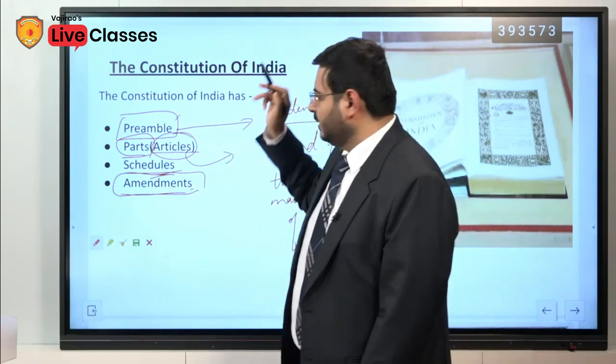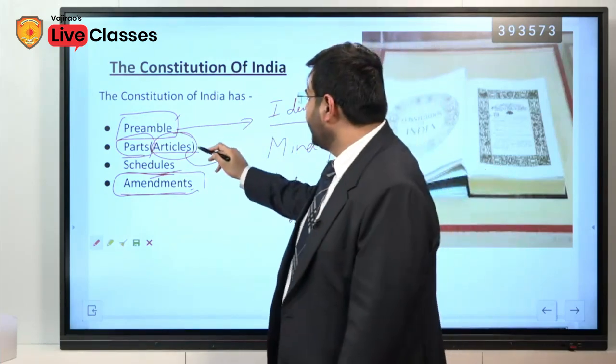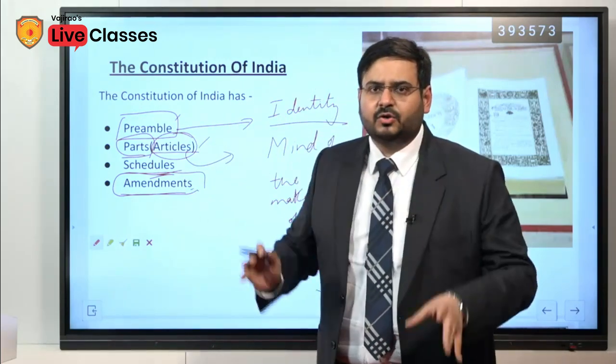So now you know that the preamble is the identity card. The main content is the articles, which are divided into various parts.